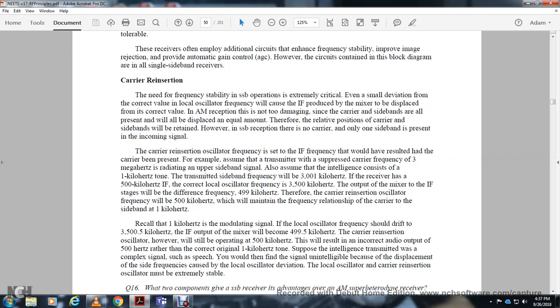of 3 MHz, radiating the upper side band signal, assuming the intelligence is a 1 kilohertz tone. The transmitted side band frequency is 3001 kilohertz. For a receiver that has a 500 kilohertz intermediate frequency, the correct local oscillator frequency would be 3500 kilohertz. The mixer output over the intermediate frequency stays with a difference frequency of 501 kilohertz.